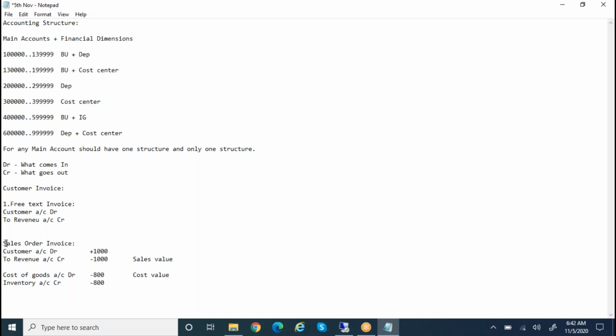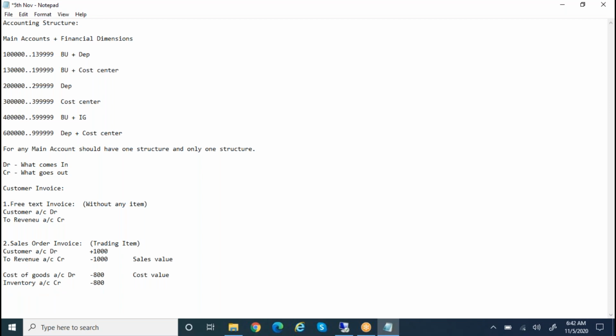Now you are learning the second option, sales order invoice. This is with an item. Here, it is a trading item. That means you are purchasing the material and you are selling the material. If you are selling the material, you need to raise an invoice, a customer invoice.